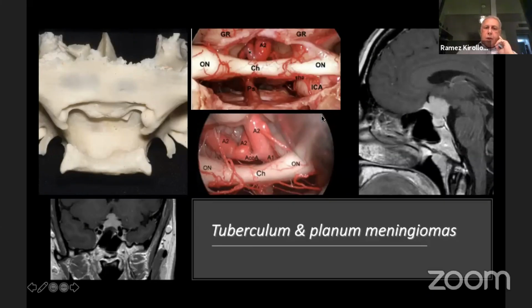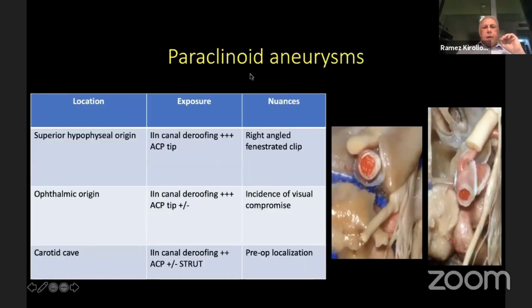When you do the pterional approach, your ipsilateral superior hypophyseal artery is away from you, and that's why you can have ischemia if you don't see it, it's a blind spot. Paraclinoid aneurysms are important. We put them all together because when they are large, you don't know where they are arising from. But when they are small, you can have more or less these three divisions.